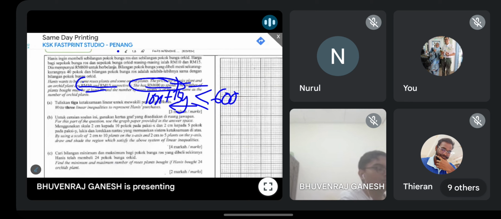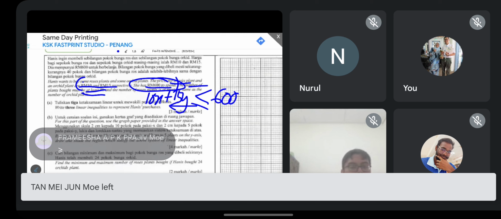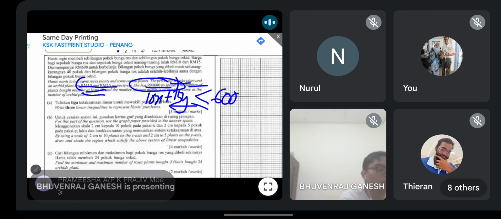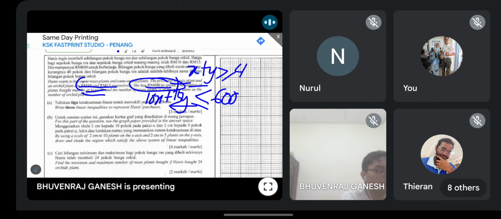Okay, and then the number of plants bought at least 40. So can you guys tell me what is the inequality for this one? At least 40 means, yeah, greater than or equal to 40. So x plus y greater than or equal to 40.